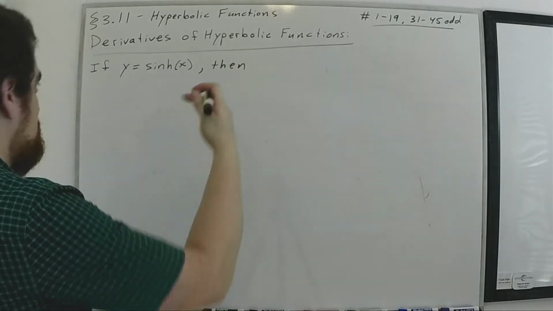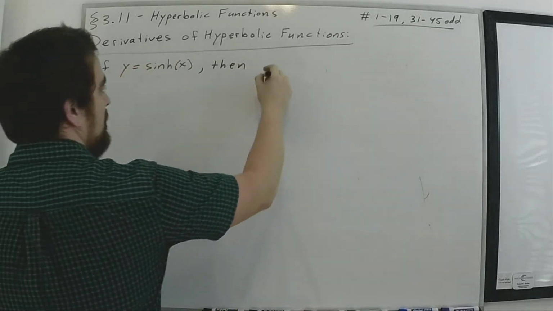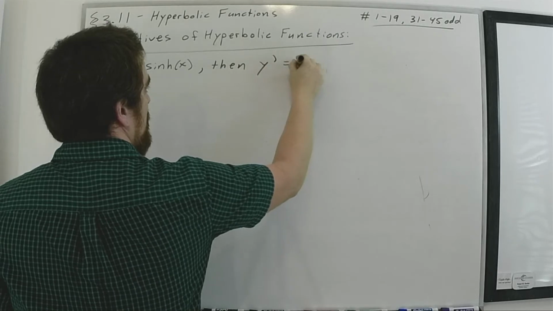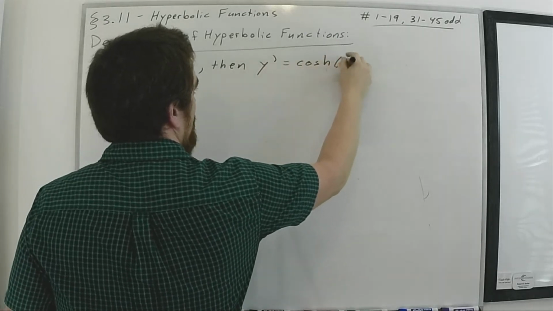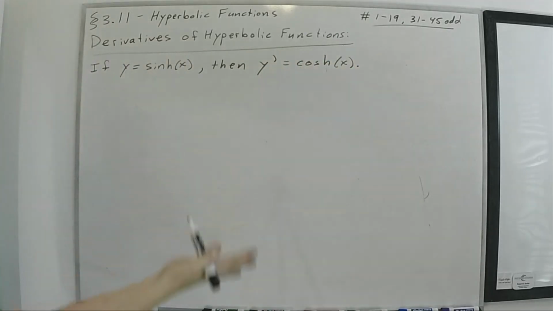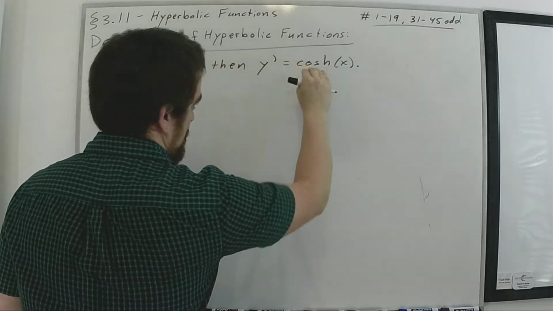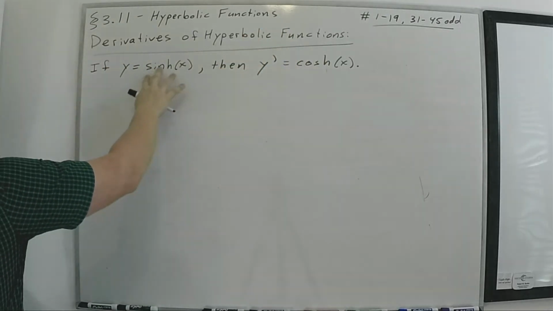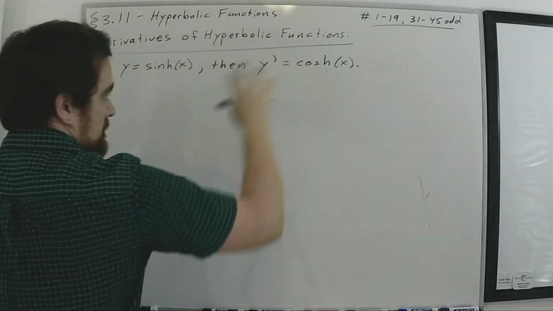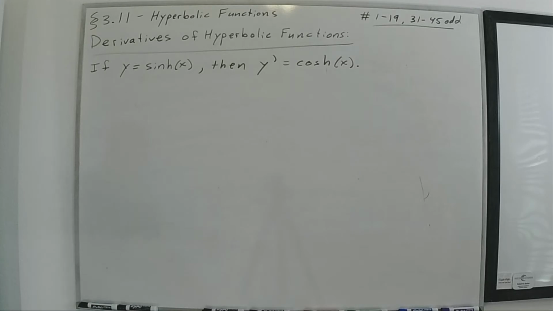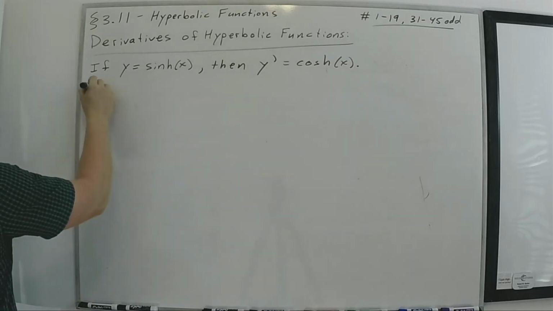So if y is equal to sine hyperbolic of x, then y prime is cosine hyperbolic of x. Shouldn't feel too strange, right? When we differentiate the trigonometric sine function, we get the trigonometric cosine function. Now that we're dealing with a hyperbolic sine function, when we differentiate it, we still get a hyperbolic cosine function.